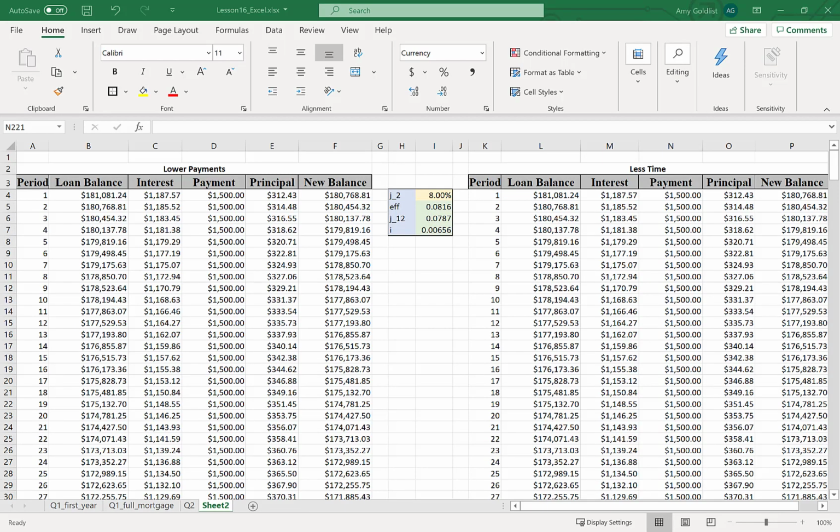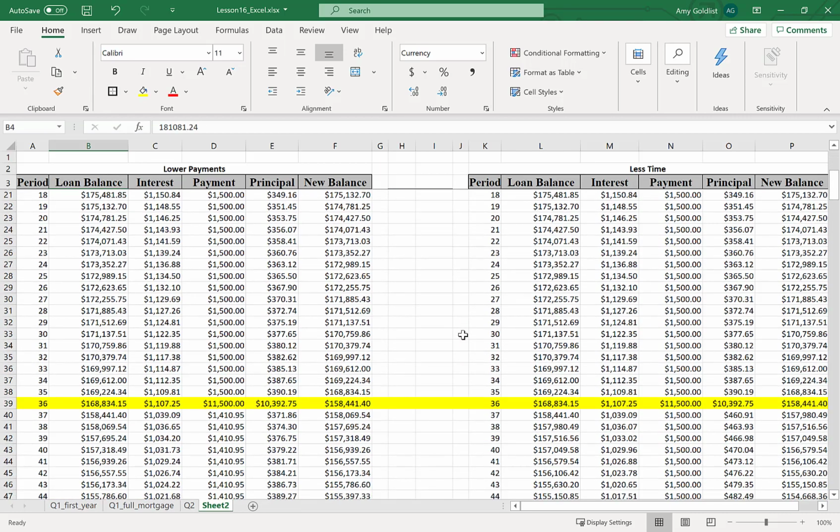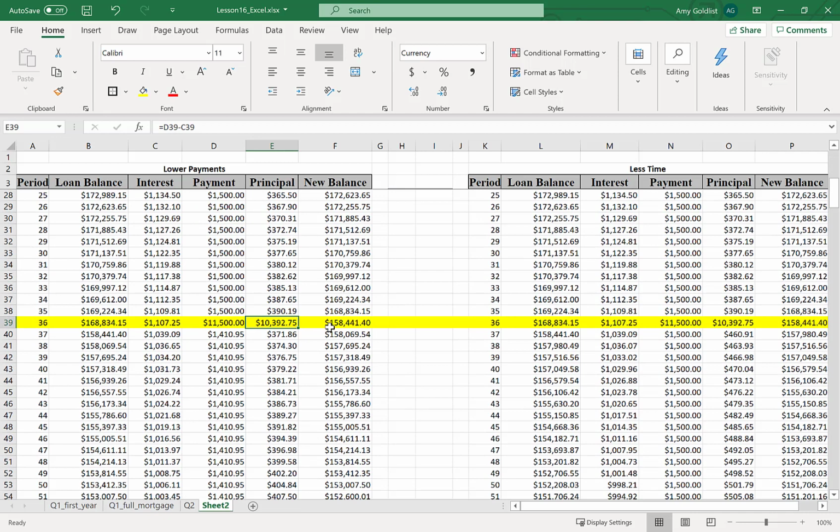I've gone ahead and made this into an Excel sheet. We started with $181,081.24. Then we paid $1,500 a month, 8% interest. If we scroll down, note that I made one very large payment of $11,500 instead of $1,500, an extra $10,000. At the end of that month, the third year, 36th month, we owed $158,441.40. The next month, over in column A here, the lower payments, I lowered my payment to $1,410.95.